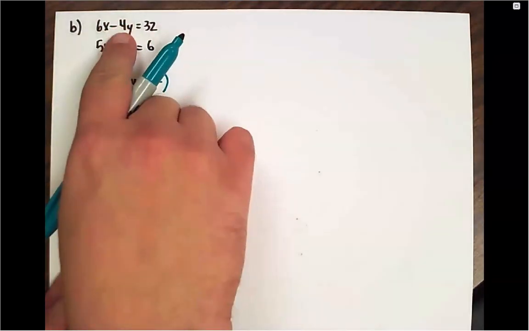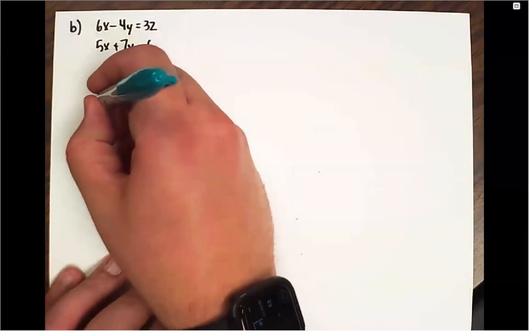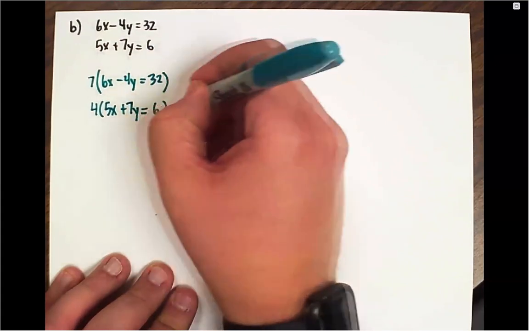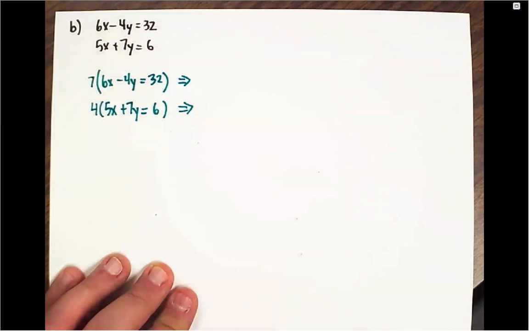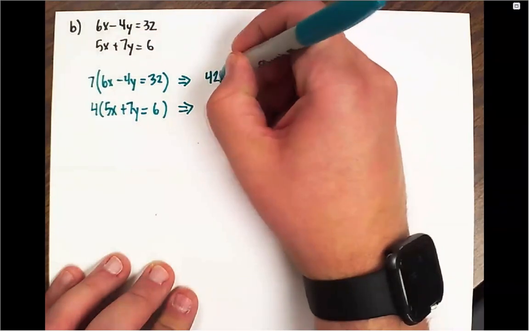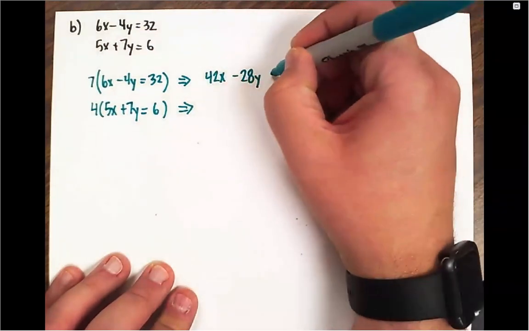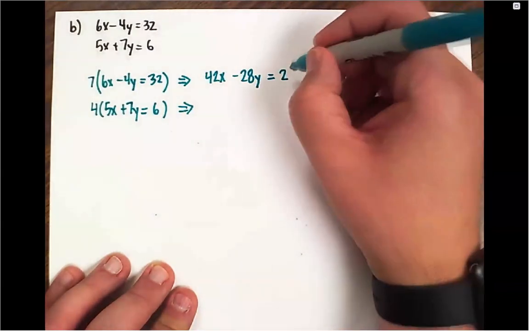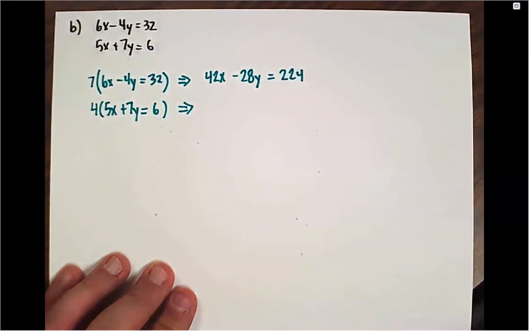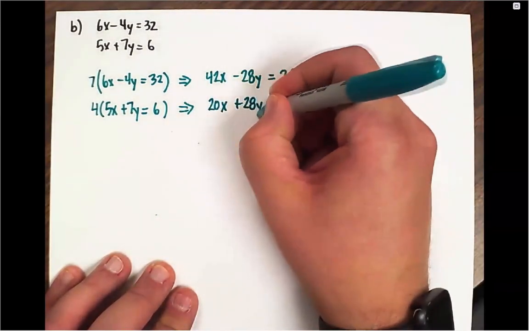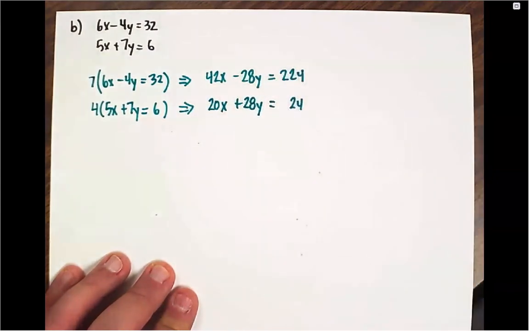And you take the number in front of the y in the first equation, and you multiply that times the second equation. And so when I do that, I get 42x minus 28y equals 224. And when I multiply the second equation by 4, I get 20x plus 28y equals 24.